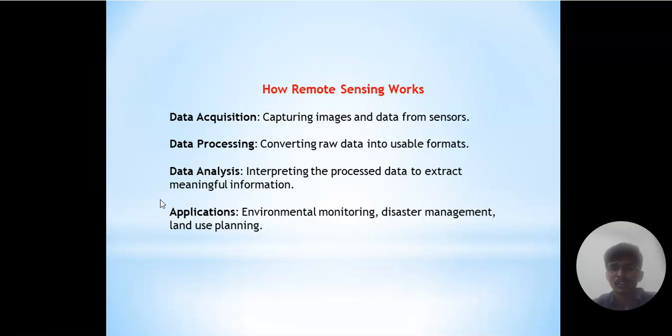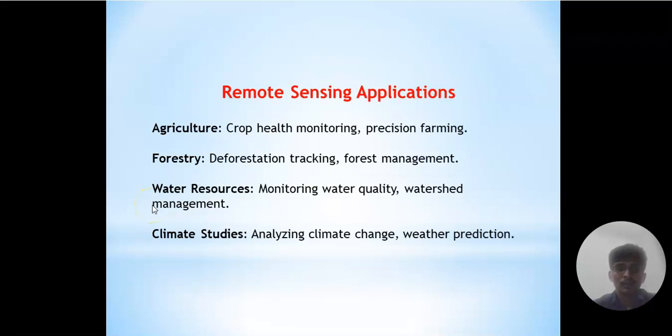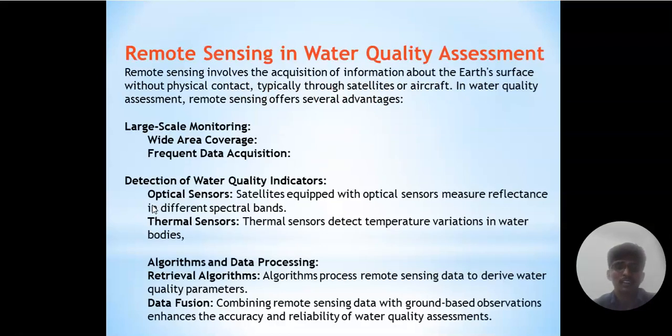In remote sensing satellites, there are mainly multiple applications like land use, land cover, urban planning, disaster management, forests, water sources, and climate studies. Then from a water quality perspective, the main topic is large-scale monitoring. Remote sensing can cover large and inaccessible areas, providing a comprehensive overview of water bodies across the region. Then frequent data acquisition: satellites regularly pass over the same location, allowing continuous monitoring and detection of temporal changes in water quality.